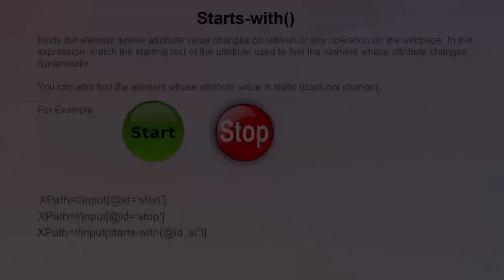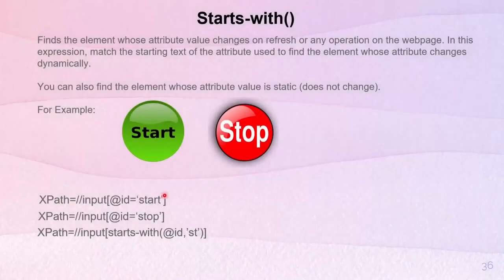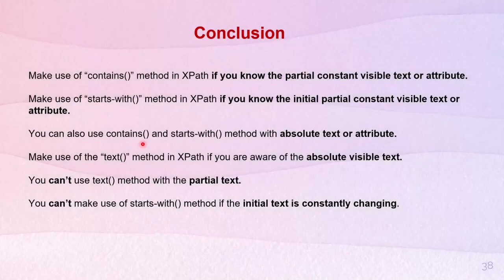Like here you can see the contains method, the text which we are using is the partial constant text. First is the constant text, even name is the constant text. The contains method and the starts with method are used dynamically, so we will use only the words that are constant. Similarly with starts with, over here the words that are constant are S and T, whereas the other words are changing, right? Because as we are starting, the button changes to stop. So that value is changing dynamically. So we will use the contains method in XPath if you know the partial constant visible text. It should be constant, it should not be dynamic.